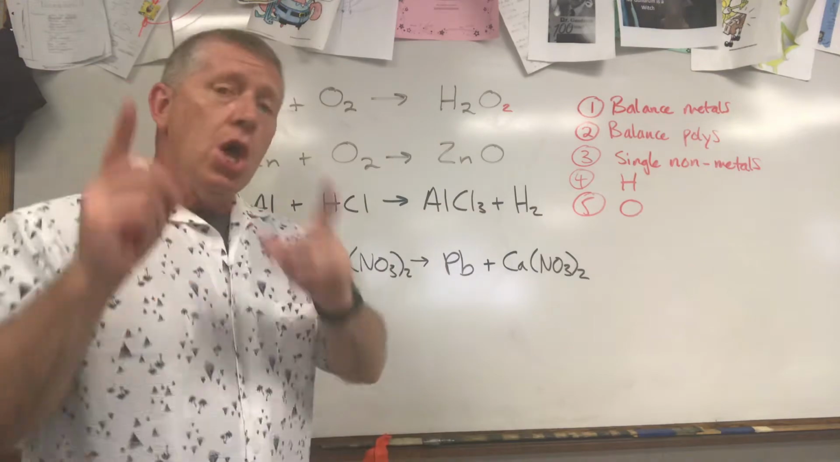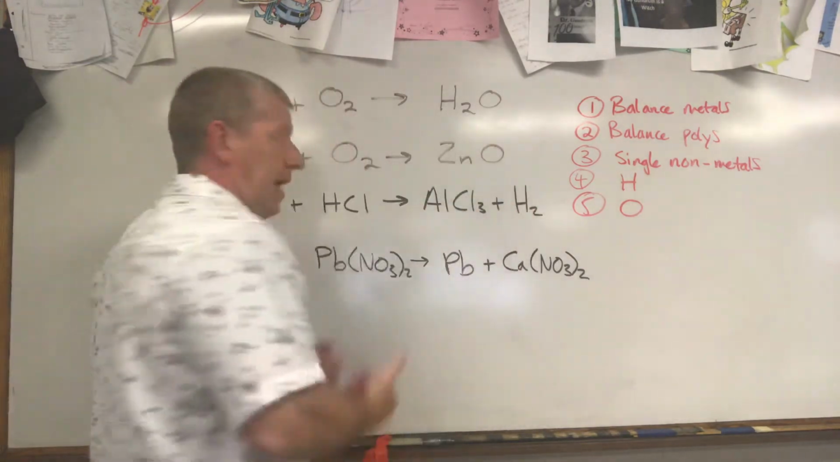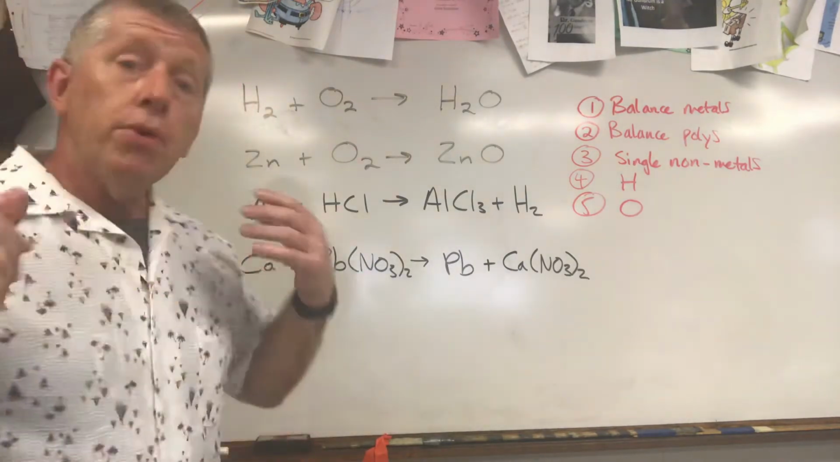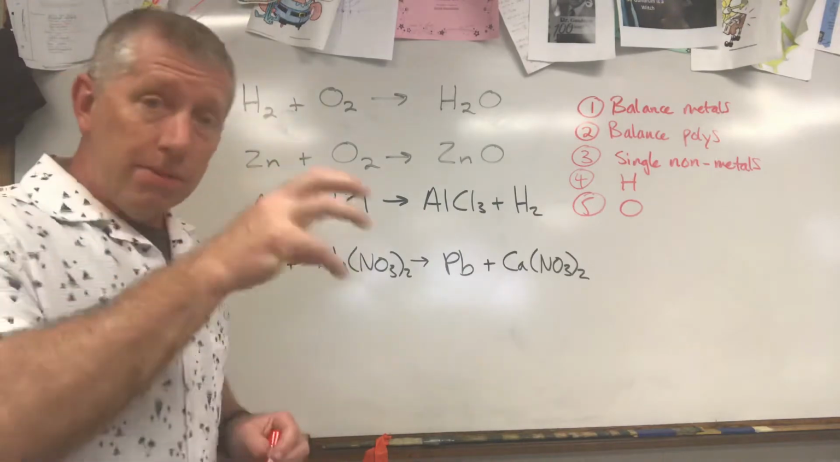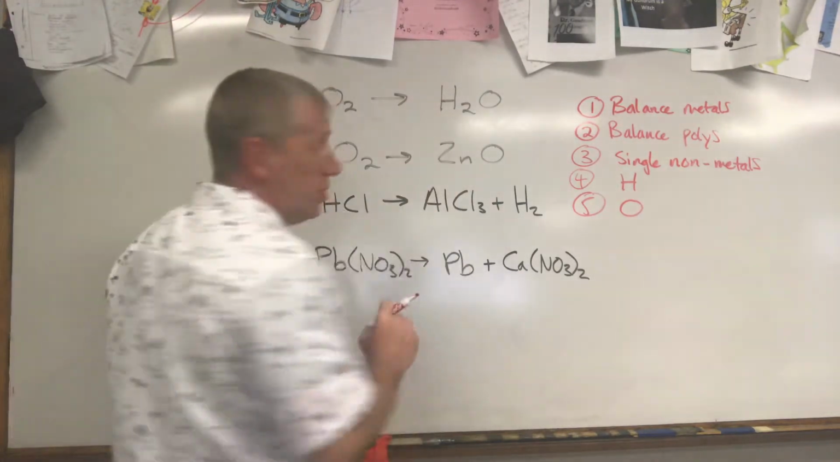So don't touch those. You have to put what are called coefficients. Our subscripts are the numbers that we have just behind and below each element. You're going to put the coefficients, those are the numbers out in front. That's what you need to do. You need to put numbers out in front to do your balancing.